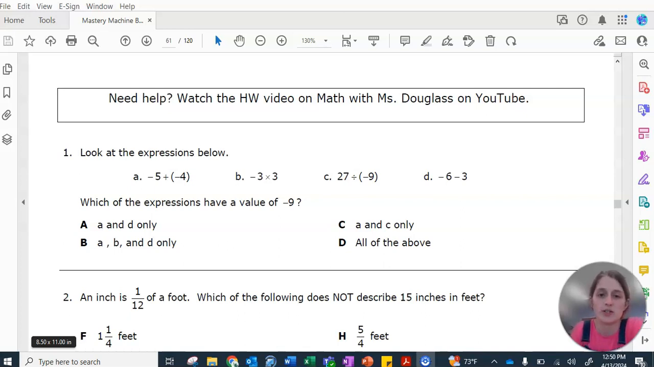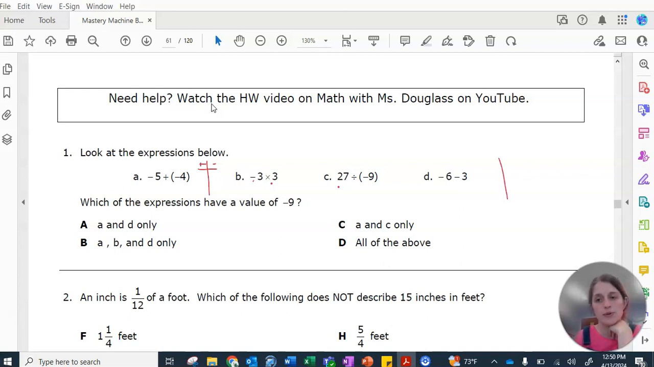All right, so number one has a bunch of different expressions, and we're looking for answers that are -9. So we need to remember our adding integer rules or multiplying and dividing integer rules. So for A, you can check it with an integer worksheet chart. For B, you need to remember what a negative times a positive is. Same rule for C, what's a positive divided by a negative.